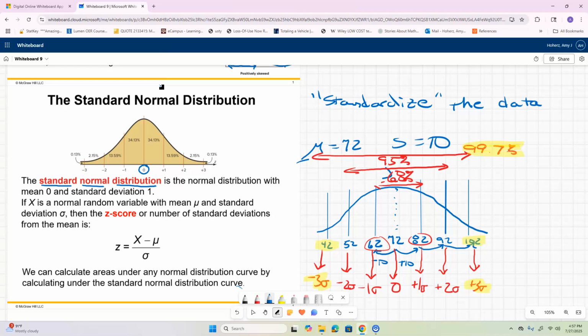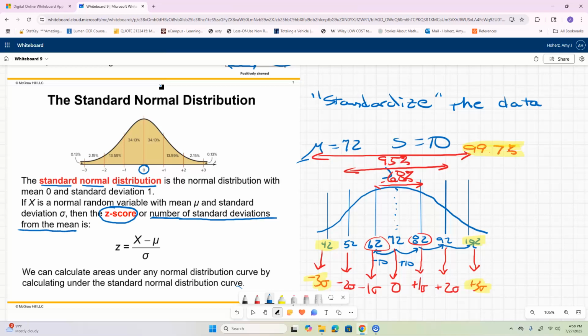So what we need to do when we're working with normalized data is we need to be able to figure out, when we're given a value, what the z-score is. And the z-score is not anything big and confusing. The z-score is just the number of standard deviations from the mean.